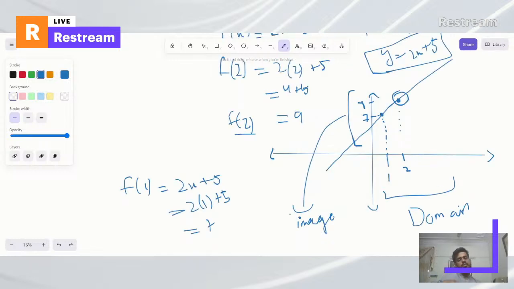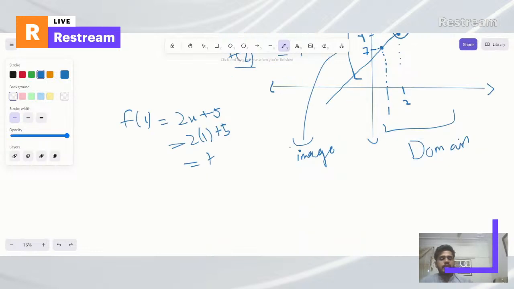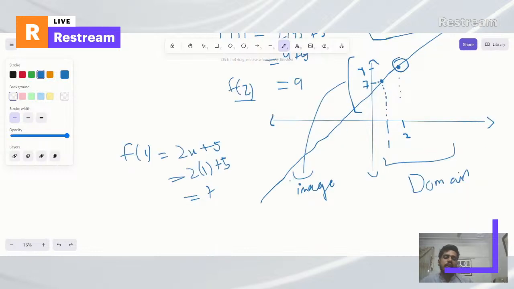Now because it's a straight line, domain basically means for a straight line how many values of x can we have. This straight line is going to go on as far as I can take it. So it's going to go on to positive infinity, and it's going to go on to negative infinity.